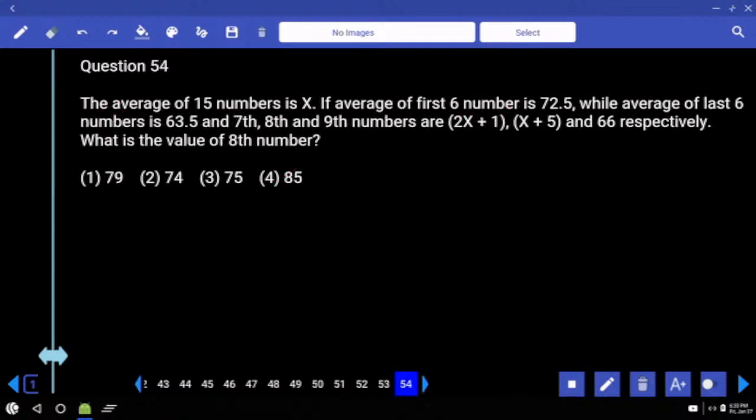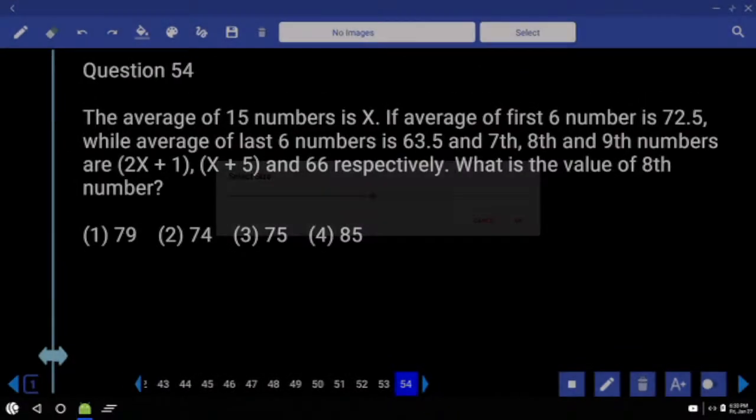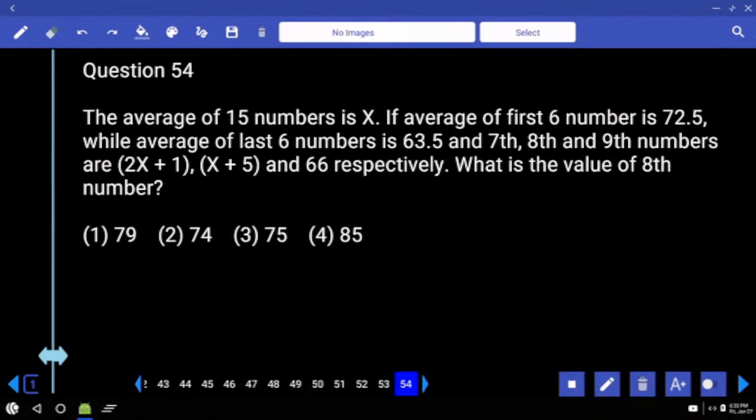54. This is also a straight question only. You have to observe here carefully. The average of 15 numbers is x. There are some 15 numbers. He has not given any sum of it. We can't find the sum straightforwardly because he has given the average as x. The sum of observations is 15 into x. So we can't find the exact value.